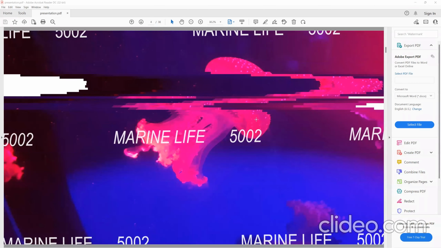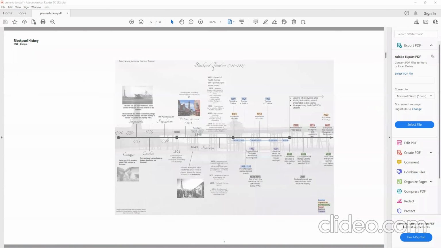I'm Robert Roth from Unit D, and this is my initial presentation of my first semester second year project, which took place in Blackpool. I decided to deal in marine life.